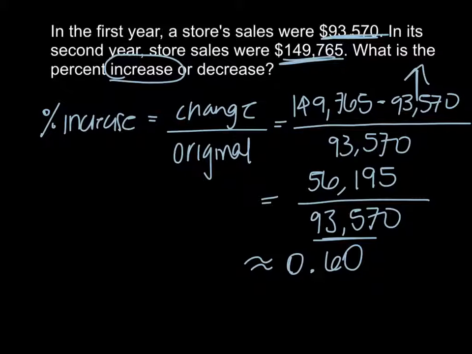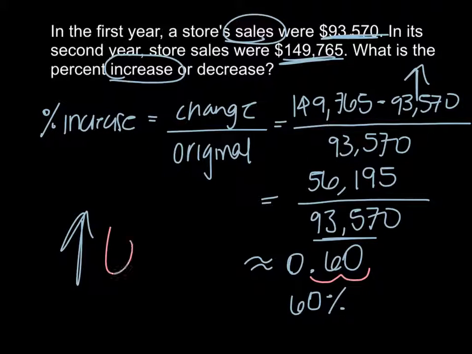Now, this is not a percent. This is a decimal. Using what we know about converting decimals to percent, I'm going to move my decimal 2 places to the right, and that means that I will be given 60%. So between years 1 and 2, my store sales went up by 60%. So my percent increase is 60%.